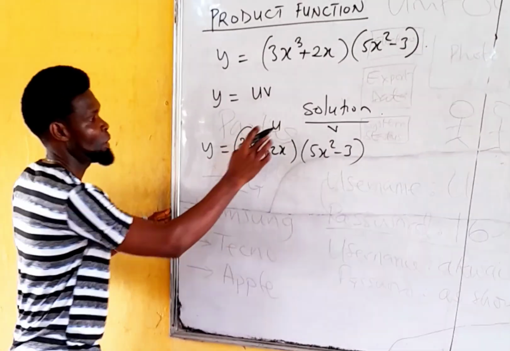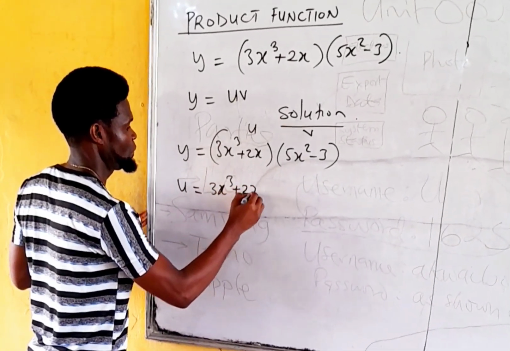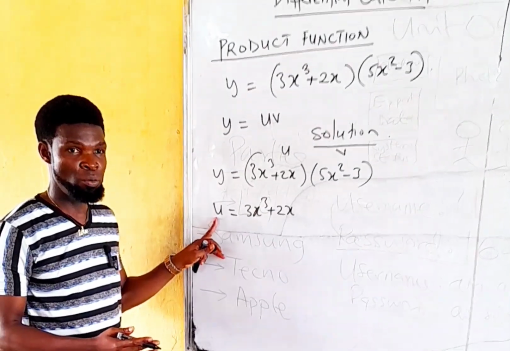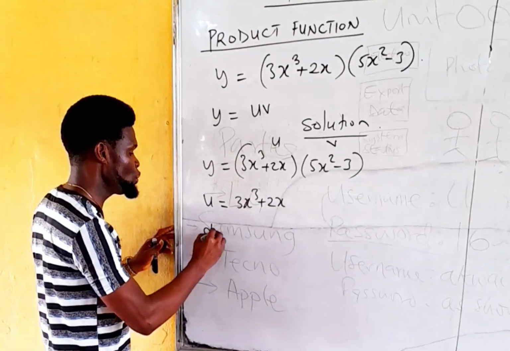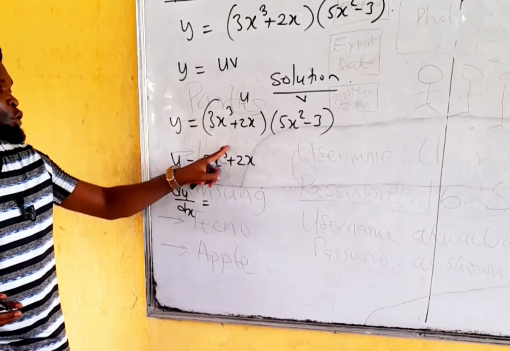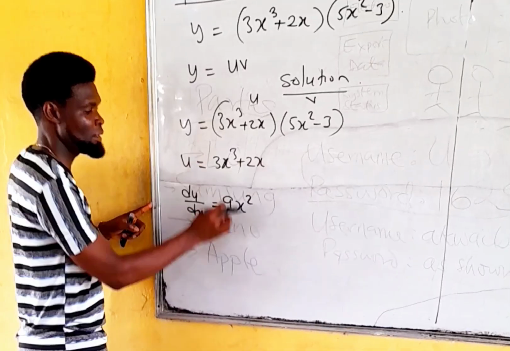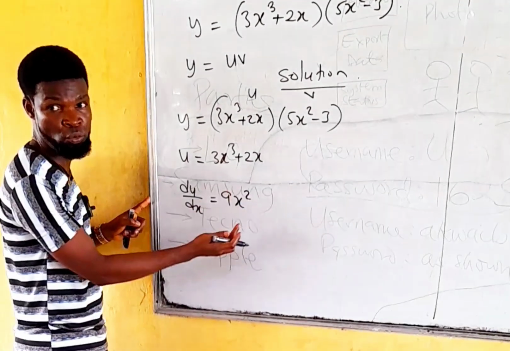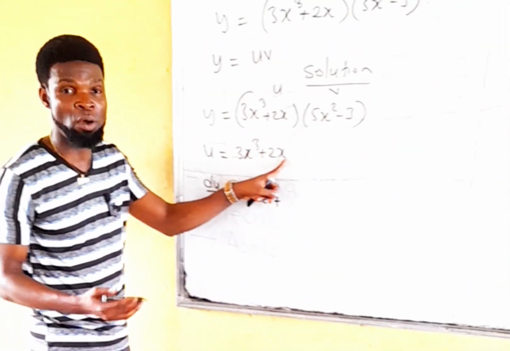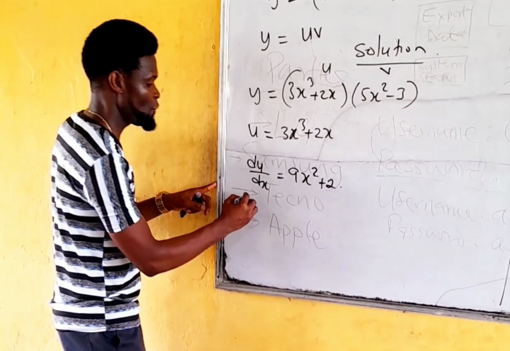Alright, tell me, now what is u? 3x cubed plus 2x. That is u, right? Yes. We are going to differentiate u with respect to x. So we have du over dx is equal to... Now everybody tell me, what's the derivative of 3x cubed? 9x squared. How? 3 times 3 is 9. Subtract 1 from 3, you have 2. Good. Plus, what's the derivative of 2x? 2, because the derivative of x is 1, 1 times 2, 2. We're done with that.